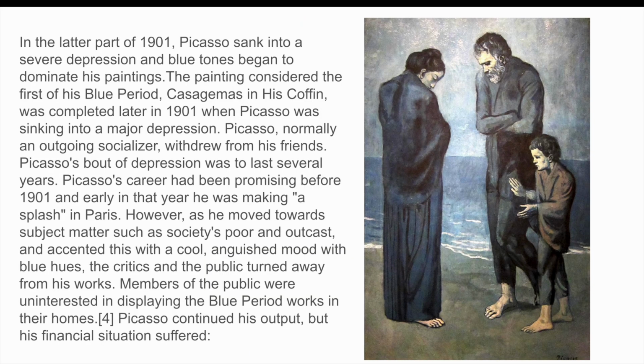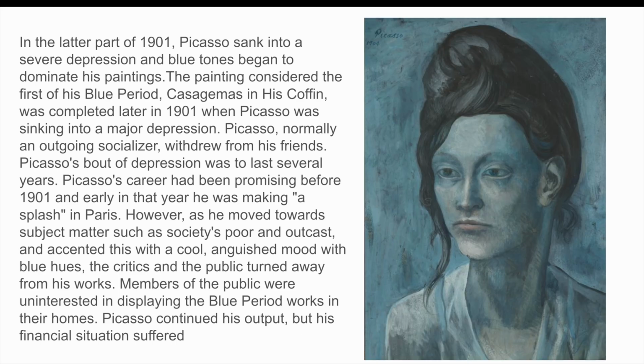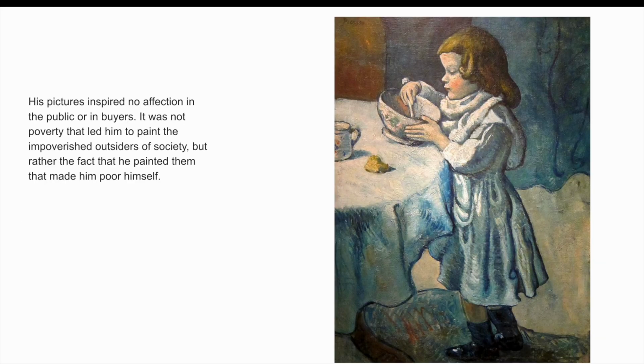All right, so again, I'm not just going to read this to you, but you can pause if you want to read it. His subject matter turned to the poor and outcast people of society, and he's trying to convey a sense of hopelessness, anguish and suffering. Again, not a lot of people went and bought these. This is from Wikipedia: the fact that he painted this subject matter in this color made him poor himself.